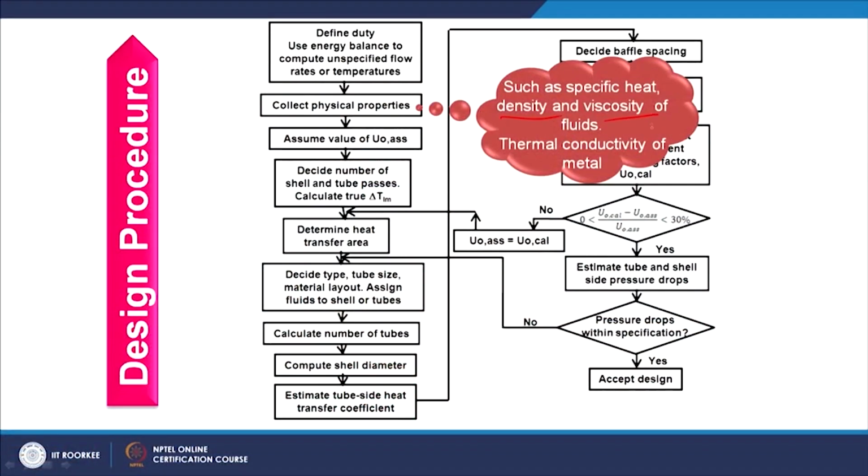Now, once you have all temperatures of both fluids, you can proceed to collect the physical properties, such as density, viscosity of the fluid, and thermal conductivity of the metal and of the fluid, right, because specific heat you have already calculated. How you have to collect the physical properties, we have already discussed in double pipe heat exchanger design. I am just giving an overview.